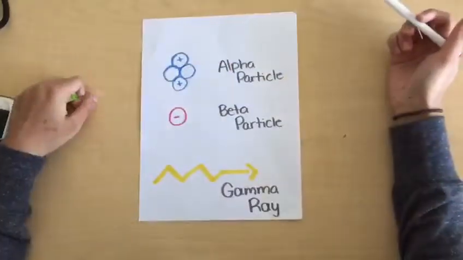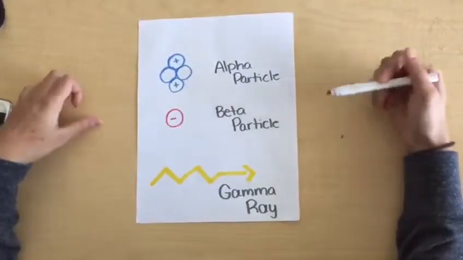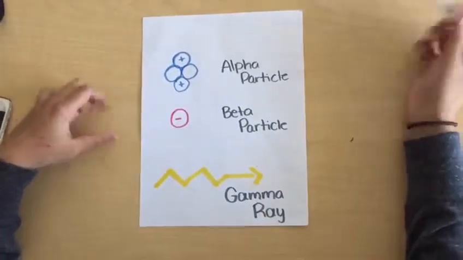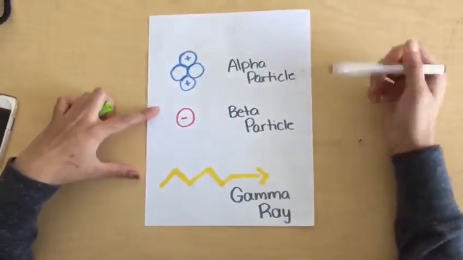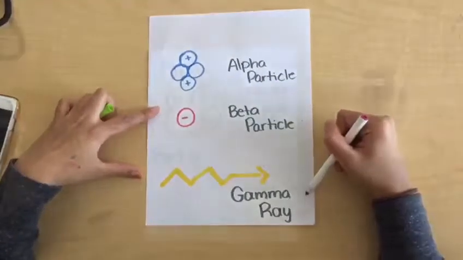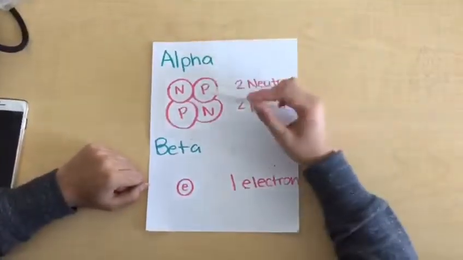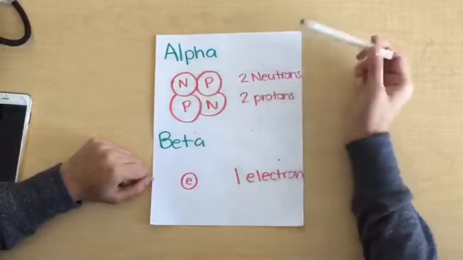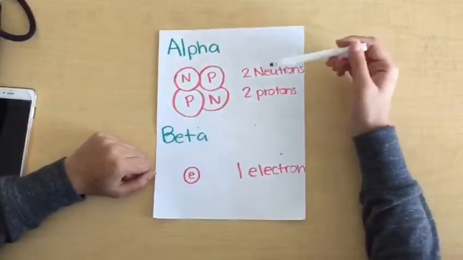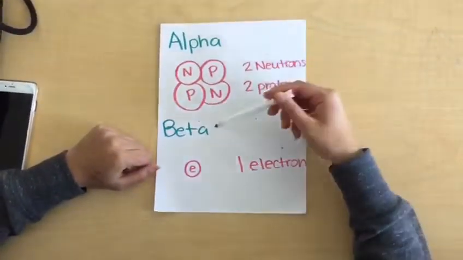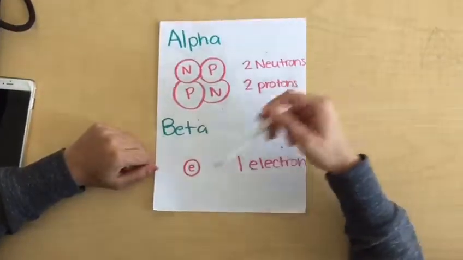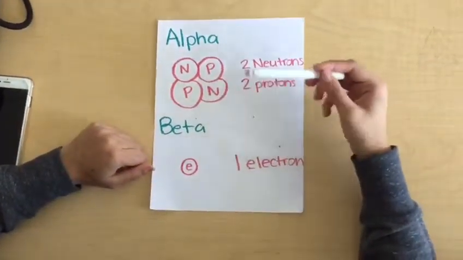This leads to our next topic of all the things that can be released from a radioactive element. There is an alpha particle, a beta particle, and gamma rays. The alpha particle is composed of 2 protons and 2 neutrons, which is equivalent of 1 helium nucleus. And beta particles are made up of just fast-moving electrons that leave the radioactive element.